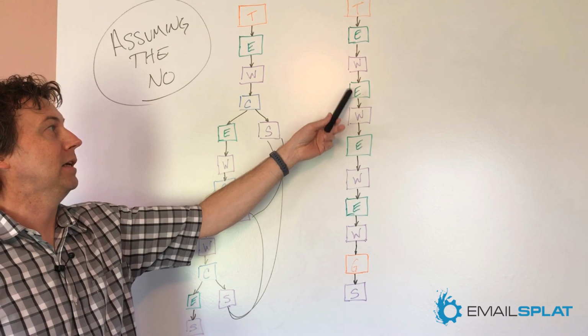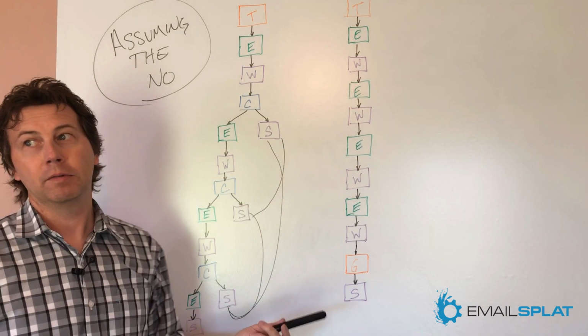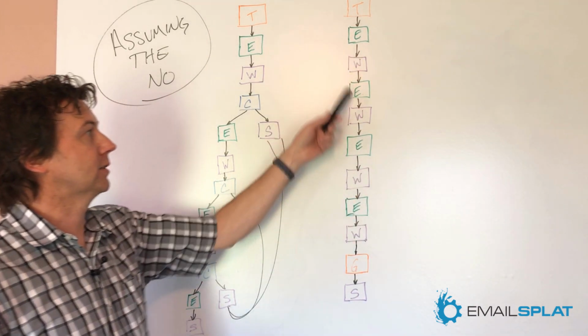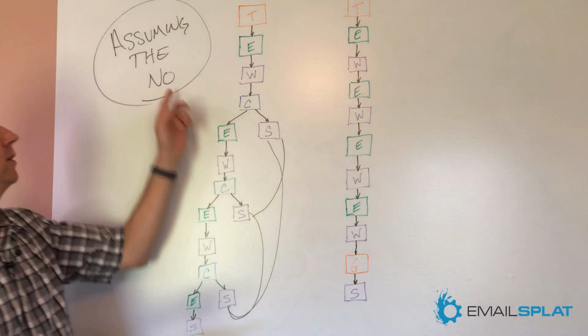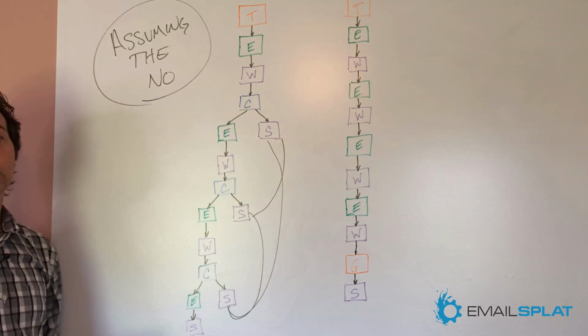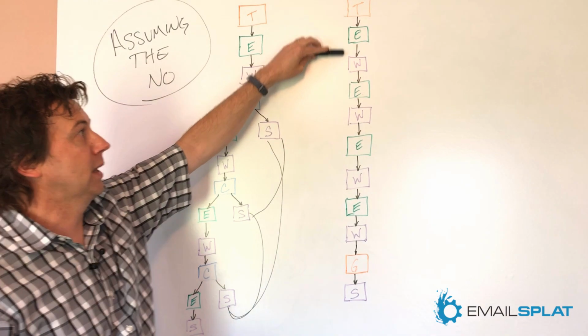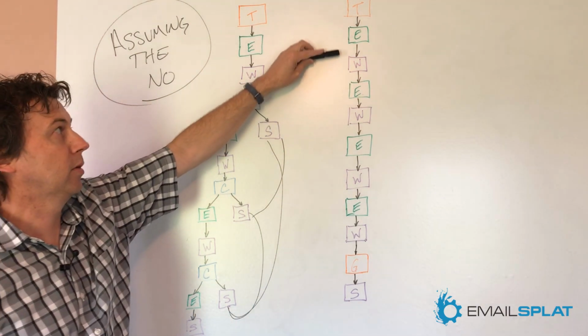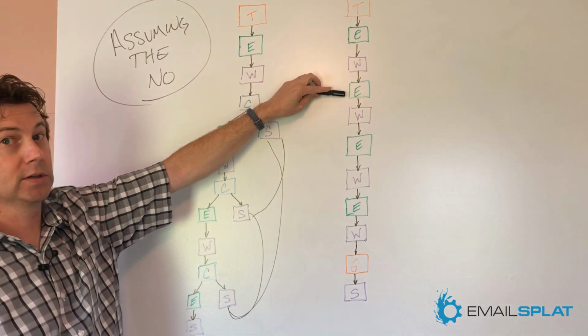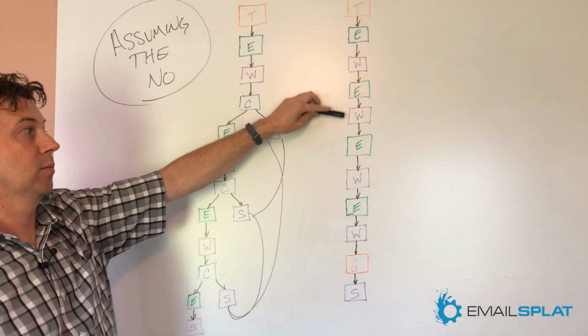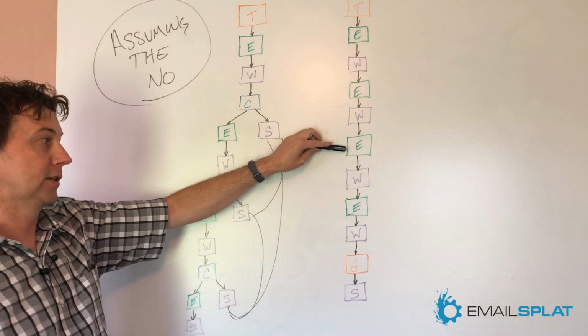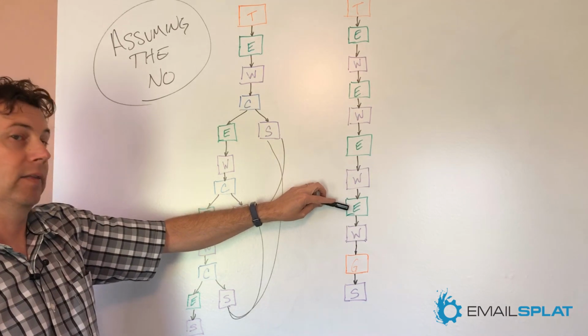Well, wait a second, Neil. You're just going to send them an email. What if they bought? What if they bought the product? You don't want to just send them an email. Well, yes, I do, because I'm going to assume the no. I'm going to assume that they've taken no action. And so what happens if they take no action? I'm going to wait and I'm going to send an email. And if they take no action, I'm going to wait and send an email. And if they still take no action, I'm going to wait and send that last email.